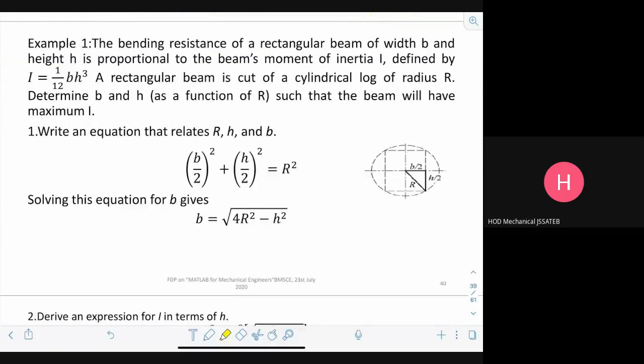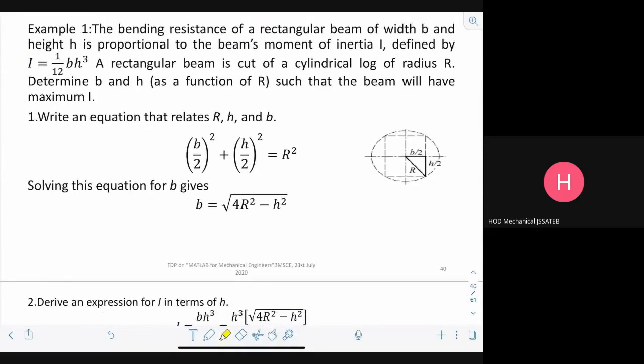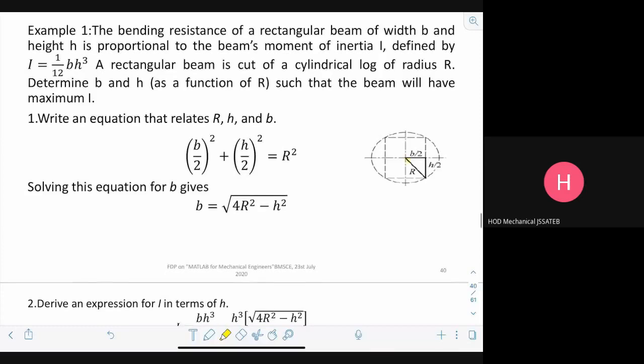Now, I've taken a very basic exercise here to look into the application of symbolic variables. The first one is that the bending resistance of a rectangular beam of width b and height h is proportional to the beam's moment of inertia. That's fundamental from your SOM knowledge, defined by I is equal to bh squared by 12. Now, a rectangular beam is cut out of a cylindrical log of wood of radius capital R. Remember, the radius is capital R.